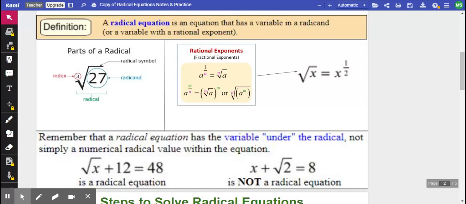On the left-hand side, you can see that x is underneath of the radical symbol, and that makes it a radical equation. On the right-hand side, we have a square root of 2 in the equation, but that doesn't make it a radical equation itself.